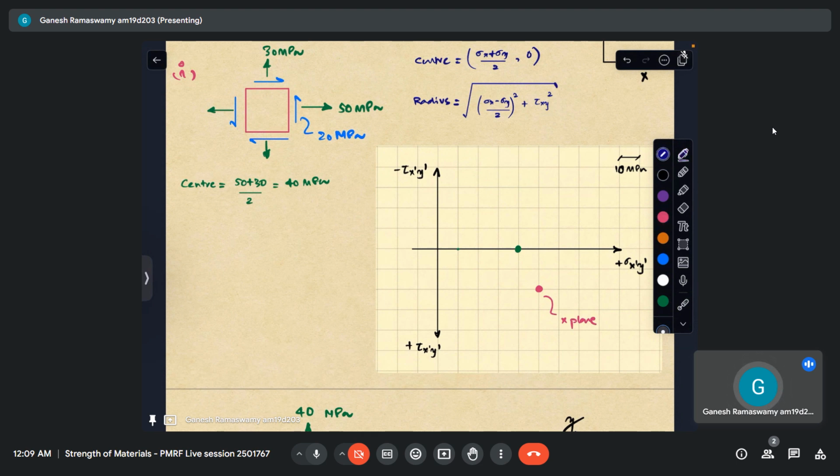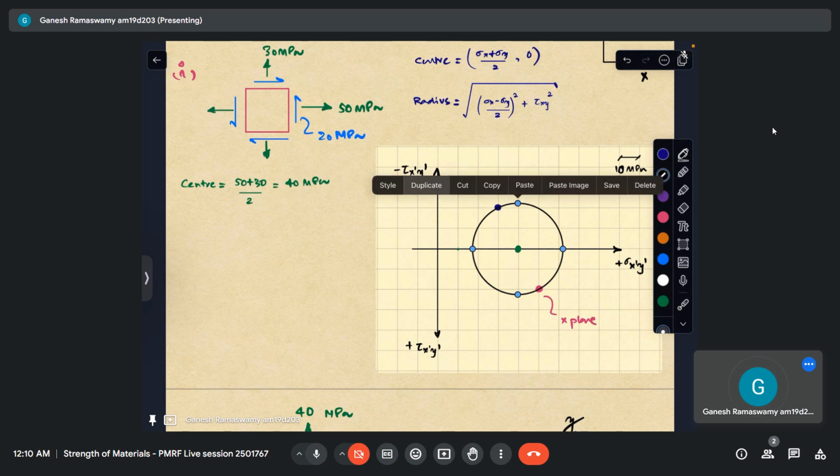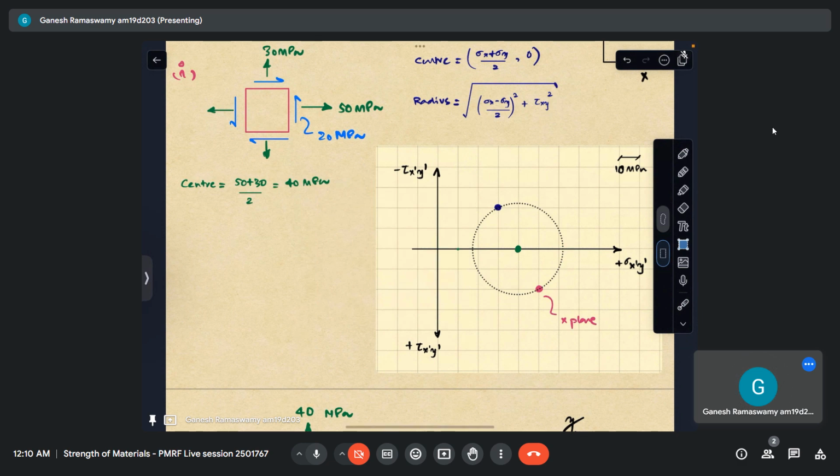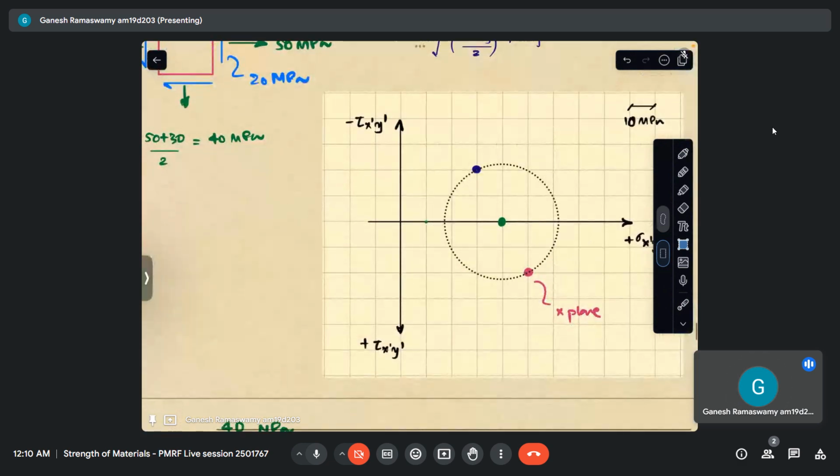However, I can also locate the y-plane, which will be diametrically opposite. So it will essentially be this point. Now I can draw the circle like that, which passes through these 2 points comfortably. So this is my Mohr circle for this problem. This happens to be the x-plane and this is the y-plane.